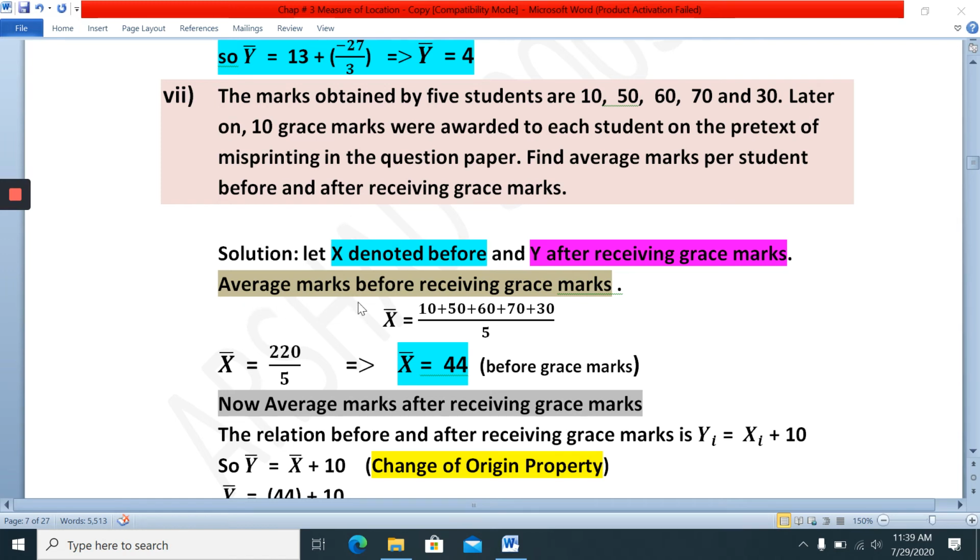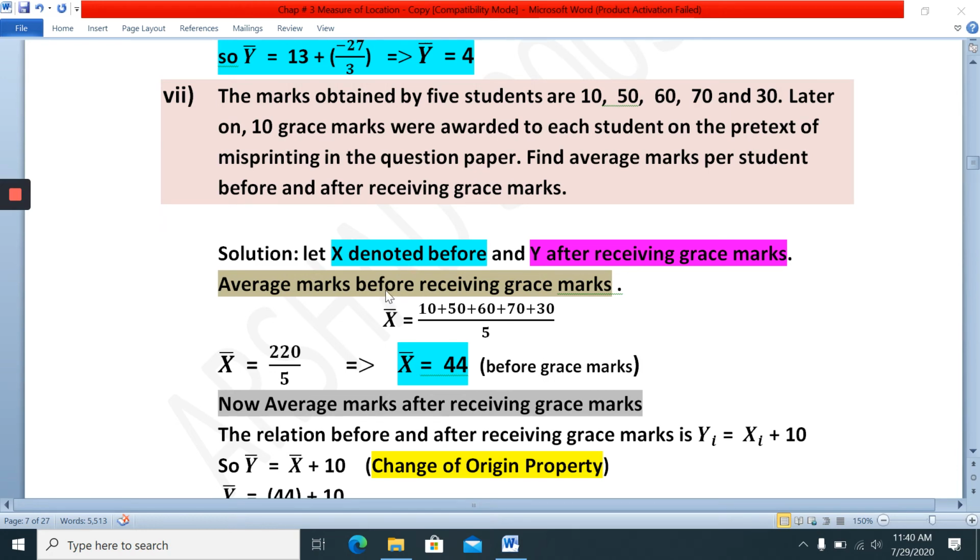So the average mark before receiving the grace marks: find the average of these numbers, and that becomes the average before grace marks. X bar is called the average. Just add up 10 plus 50 plus 60 plus 70 plus 30, divided by 5 because there are 5 numbers. So 220 divided by 5, x bar is equal to 44. 44 is the average before grace marks. These are the student marks before being awarded grace marks.